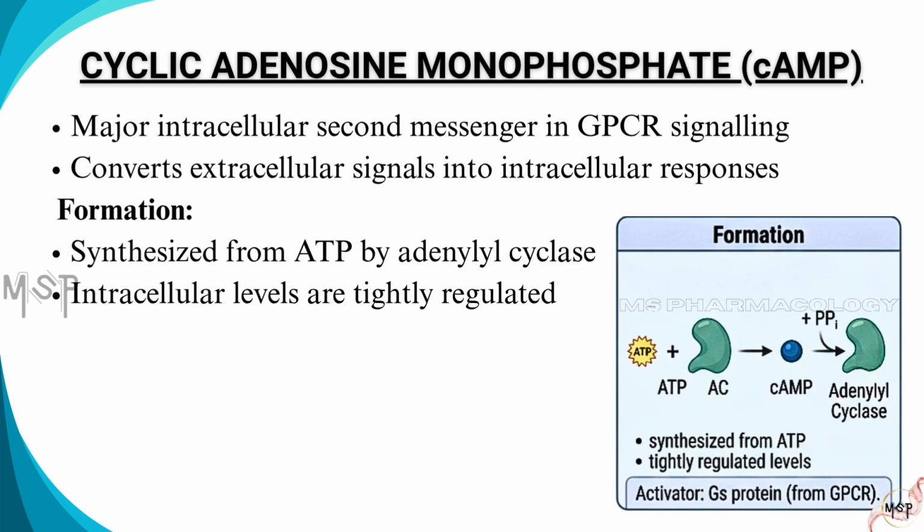Cyclic AMP is one of the most important intracellular second messengers in GPCR signaling. It functions as a rapidly diffusible molecule that converts extracellular signals into intracellular responses. Cyclic AMP is synthesized from ATP by the enzyme adenylyl cyclase. Its intracellular levels are tightly regulated, allowing dynamic control of cellular signaling strength.